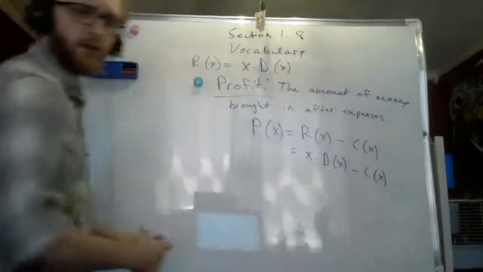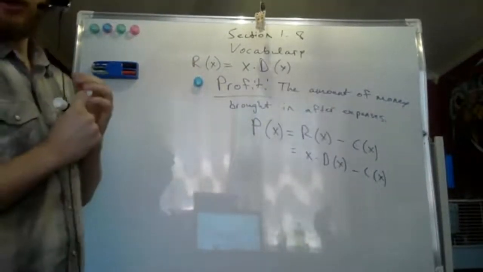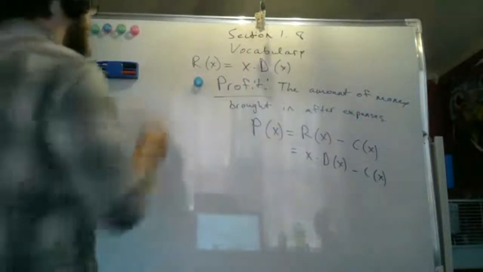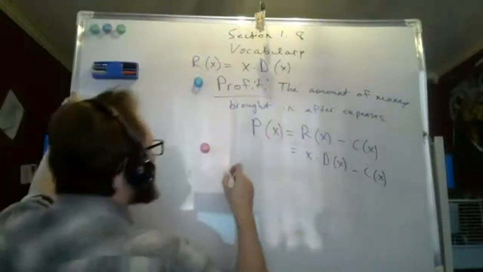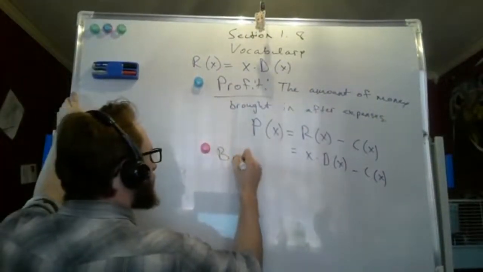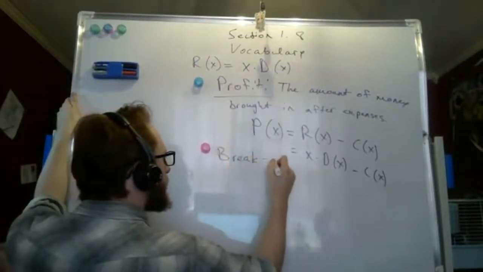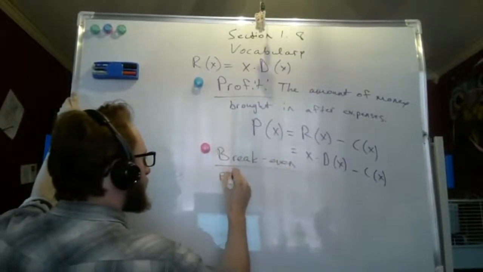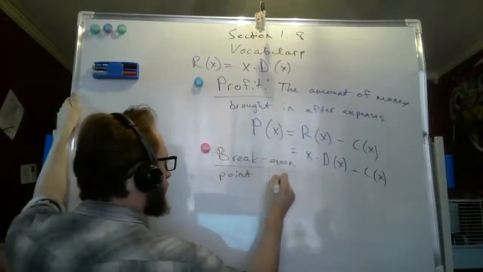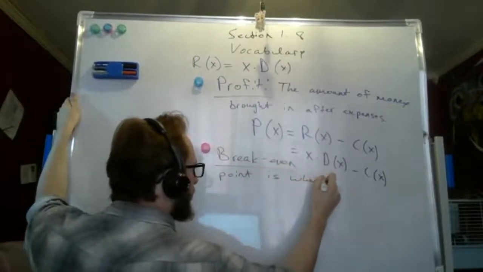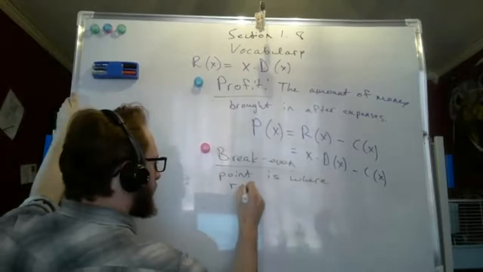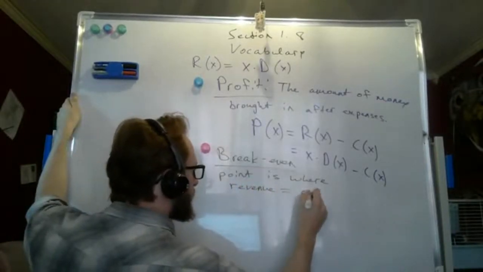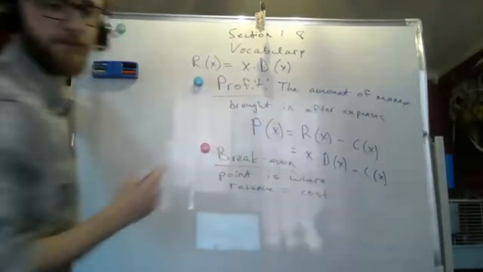Now the last vocabulary we'd like to cover before we move into some examples is the break-even point. What is the break-even point, you might ask? Well, the break-even point is where revenue equals cost.